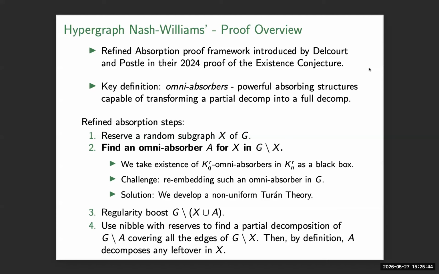The real challenge was the second step here, finding this special subgraph of G. And here we were able to take the existence of K_q^r omniabsorbers in K_n^r as a black box. And then our challenge was to re-embed such an omniabsorber in our non-complete graph G. And to do so, we ended up developing a non-uniform Turán theory to accomplish this.